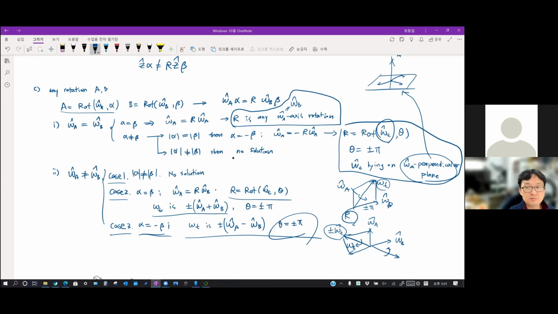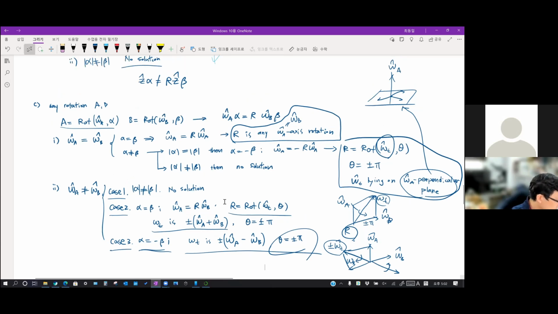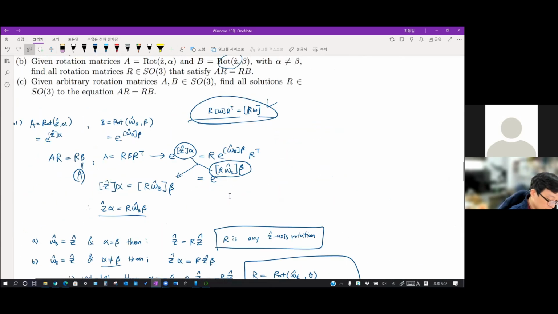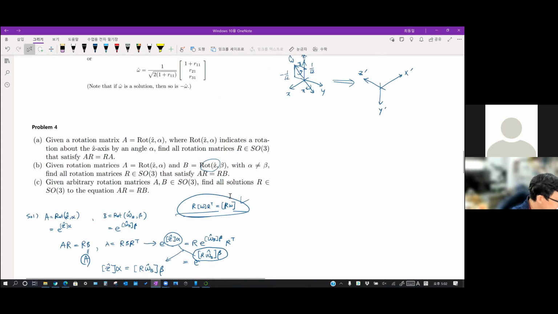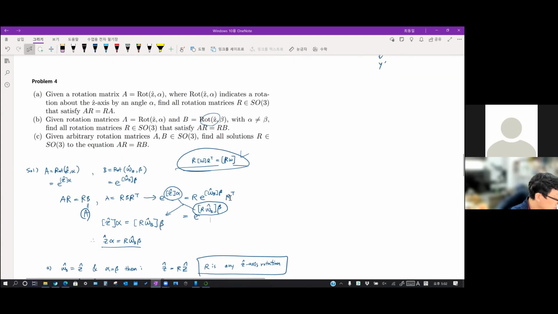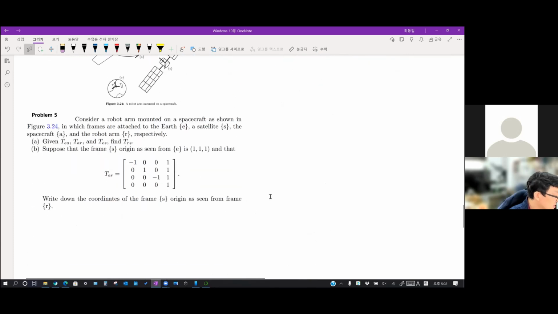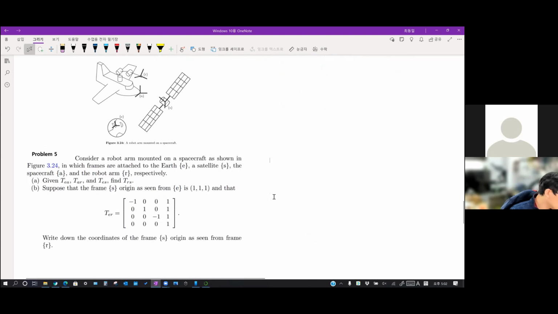So this problem was a little bit complex, and it might be difficult to solve, but this one is quite an important problem. So let's continue to problem 5. This one is about the homogeneous transformation matrix.